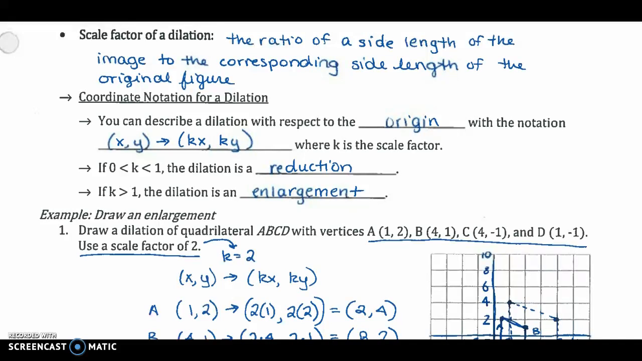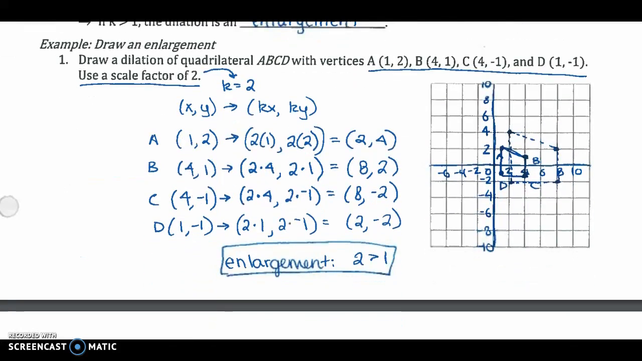The example that we see here, we have a quadrilateral ABCD with these vertices, so we plot that here, and those are the solid lines. And then we use a scale factor of 2 to dilate, so (x, y) becomes (kx, ky). So for each point, we multiply each coordinate by 2 to get our new points. So 2 times 1 is 2, and 2 times 2 is 4. 2 times 4 is 8, 2 times 1 is 2, and so on, so we get these new points here. So when we plot those points, we see we have this dashed figure.